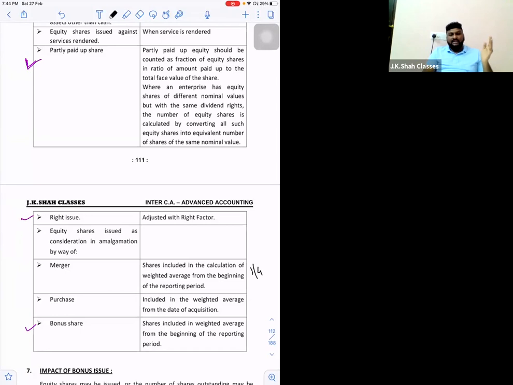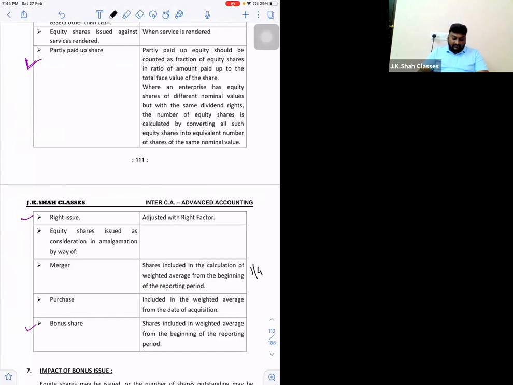So what will the buying company say? It is as good as outstanding for the full year because that entire company is getting merged with you. So their entire balance sheet gets merged. That is why they say that the shares will be considered as outstanding from the first day of the year. That is from 1st April, full 12 months.